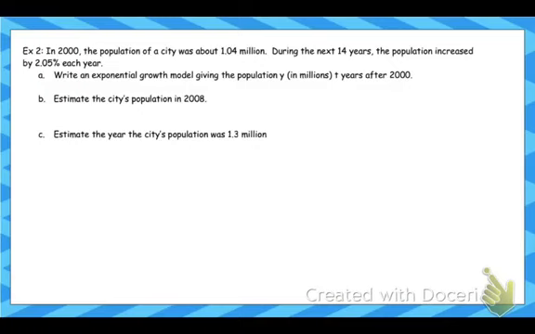So to write that model, we're going to use the y equals a(1 plus r)^t formula. So a is the initial amount. We're writing this in millions, so I don't have to put 1,040,000 and have a gigantic number. I can just use 1.04. And just remember, all of your y values will be in terms of millions.